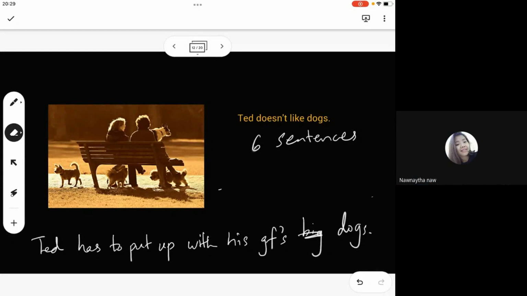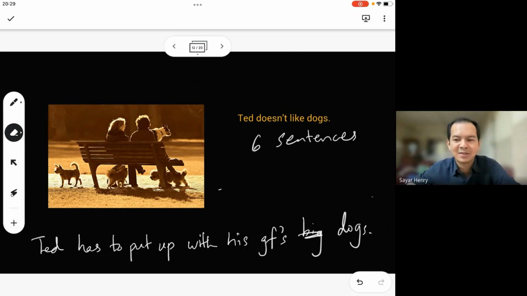Ted doesn't like dogs. He fell in love with a woman he met online. He didn't know that she was a dog lover. One day they decided to catch up. When he saw her with dogs, he was afraid at first. Later on, he has to put up with the dogs through his girlfriend. In the end, he realized that the dogs are incredible. Oh, okay. So there's an ending to the story.